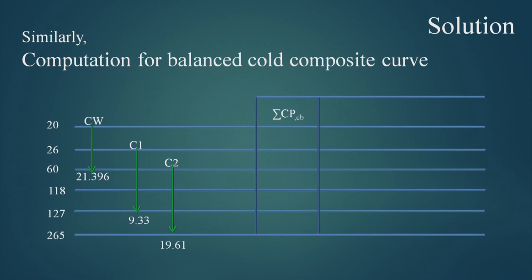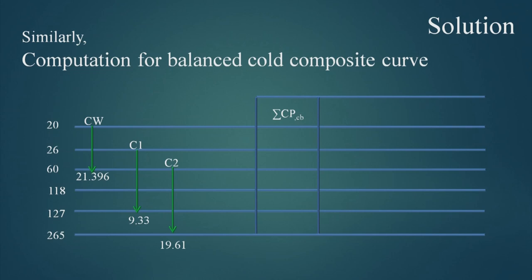For the balanced cold composite curve, we will select from the stream table the data for cold streams, that is C1 and C2, and cold utility. The temperature levels are written here as 20, 26, 60, 118, 127 and 265 in increasing order. The cold utility Cw goes from 20 to 60 degrees centigrade, its Cp is 21.396, C1 moves from 26 to 127 degrees centigrade, its MCp value is 9.33, and C2 goes from 60 to 265 degrees.